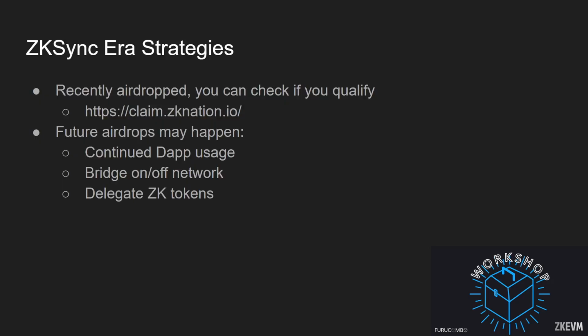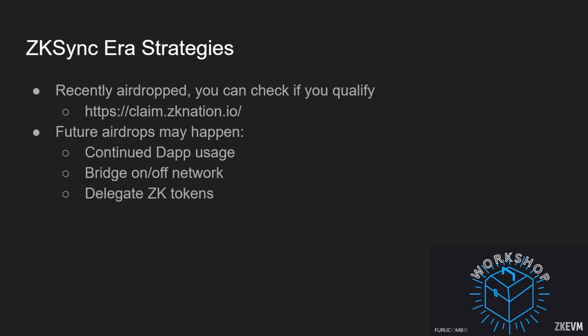So strategies on this network include checking the recent airdrop. So you can do that at claim.zknation.io. Always double check that you are using the correct URL. There's lots of phishing scams. Double check on the official social media. Don't just trust the link that's been posted here.